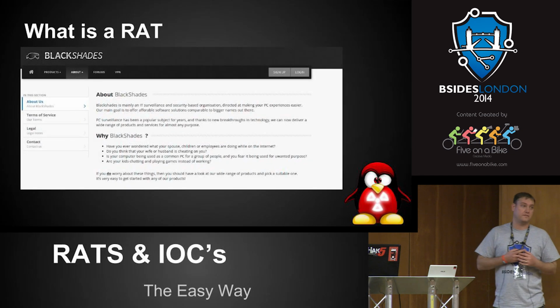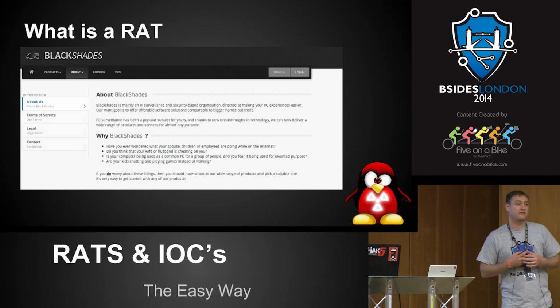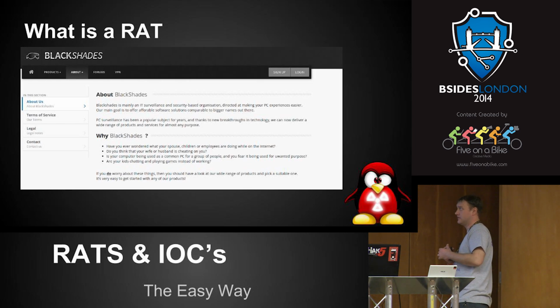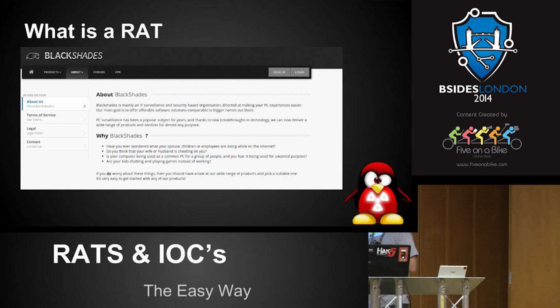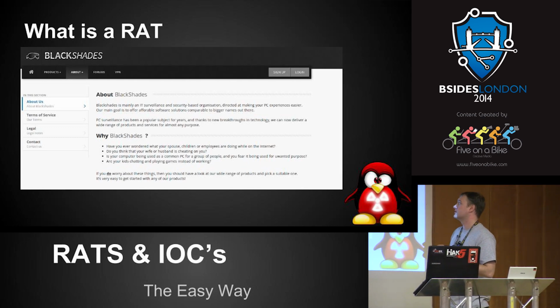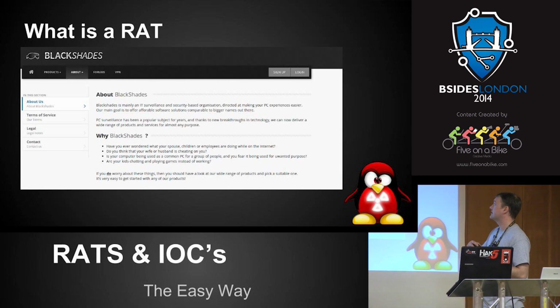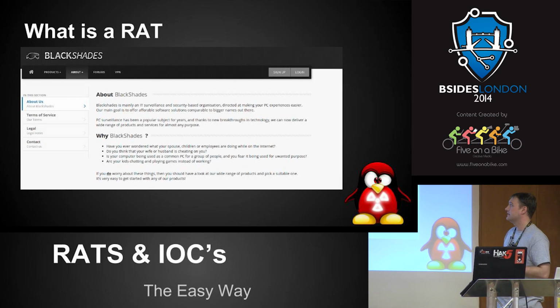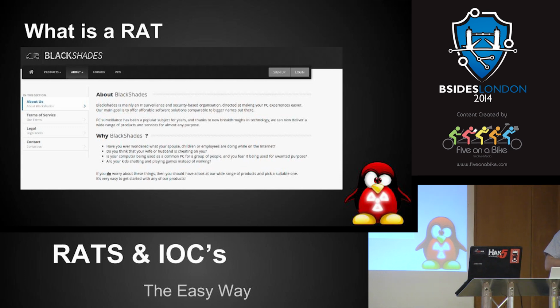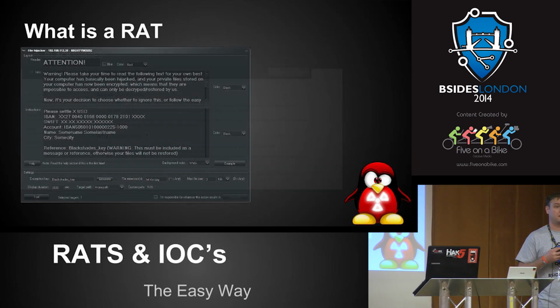So Blackshades RAT. Blackshades is a publicly available remote access tool for sale. I appreciate that's a bit difficult for you to read. "Blackshades is mainly an IT surveillance and security-based organization directed at making your PC experience easier. Our main goal is to offer affordable software solutions," and so on and so forth. So they make themselves seem legitimate.